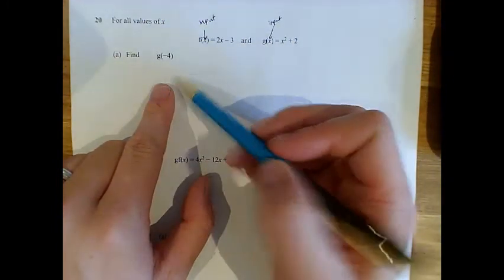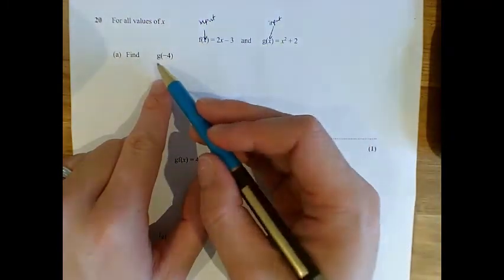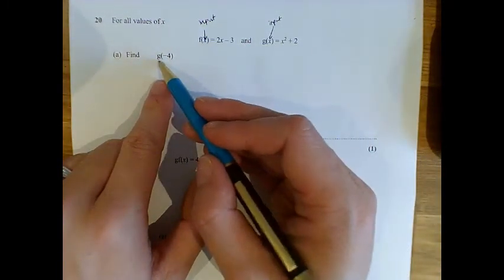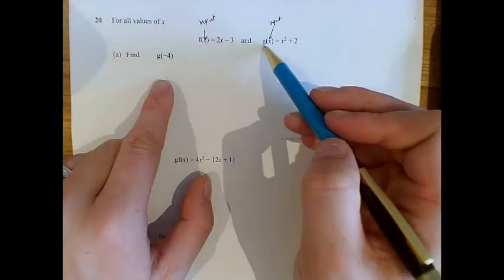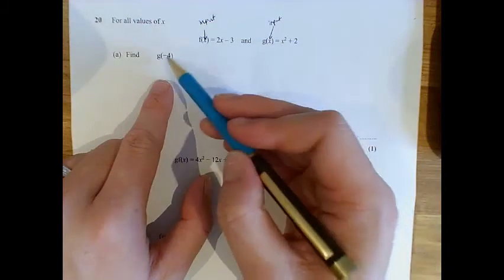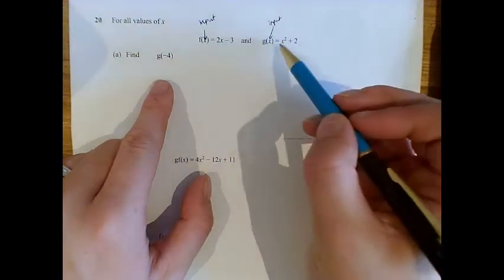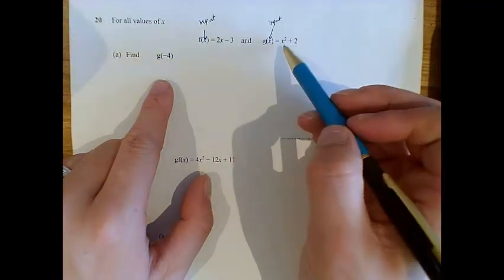So first things first, I've been asked to do g of minus 4. So g of minus 4 is saying, use the g function, so I've got 2 different functions here, f and g, use the g function and change your input to be minus 4. So I'm going to say I need to do minus 4 squared and then add 2.